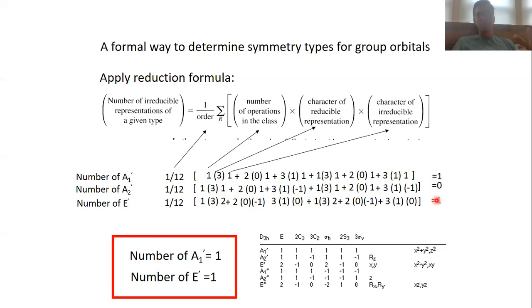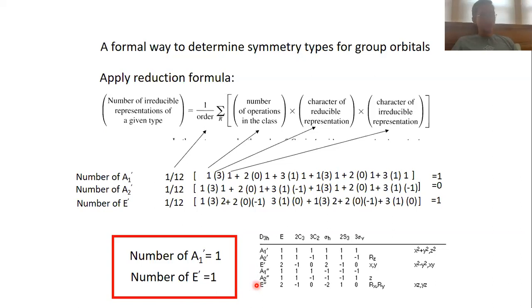Okay, so now we have found all our 3 ligand group orbitals that we have been looking for. The first one has the symmetry type A1 prime, and the other 2 have the symmetry type E prime. Now we know that there cannot be more than 3, so for that reason we do not have to do the explicit calculations for the remaining symmetry types, A1 prime prime, A2 prime prime, and E prime prime in particular.